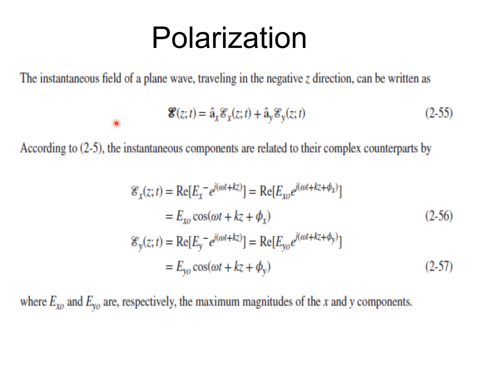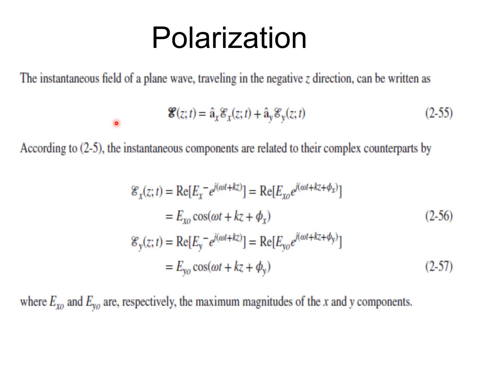First of all, we have to define polarization. Polarization is the trace covered by the tip of the electric field in free space. It is the trace of the tip of the electric field in free space, or the path followed by the tip of the electric field or magnetic field in free space.